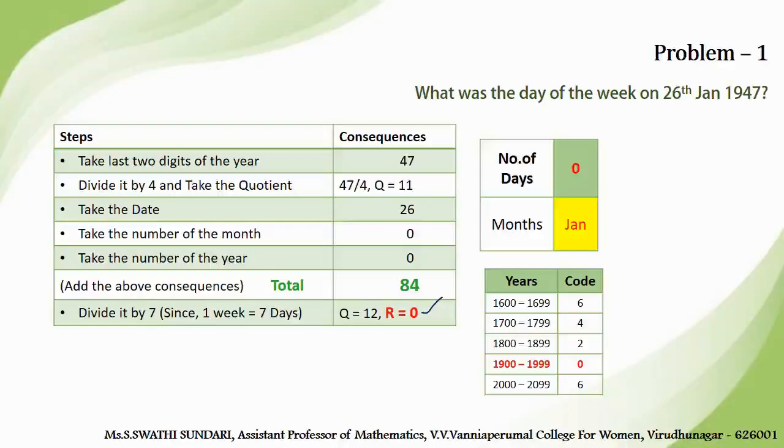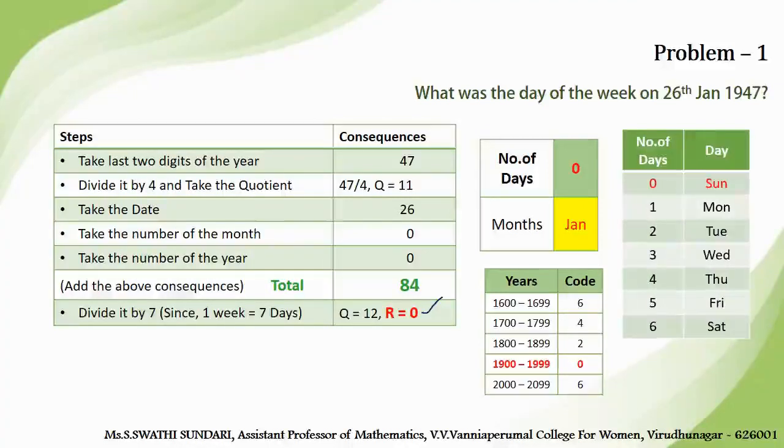Now we are going to add these 5 numbers, that is 47, 11, 26, 0 and 0. So we get 84. So what is the question? What was the day? So 7 days is equal to 1 week. So divide 84 by 7. We know that 12 sevens are 84 and we only use the remainder here, that is 0. So the day corresponding to 0 is Sunday. So our answer is Sunday.